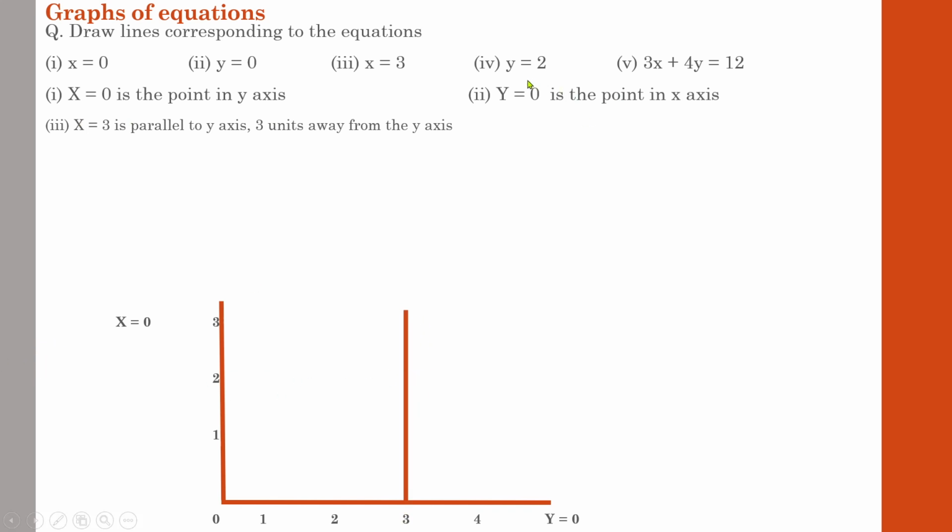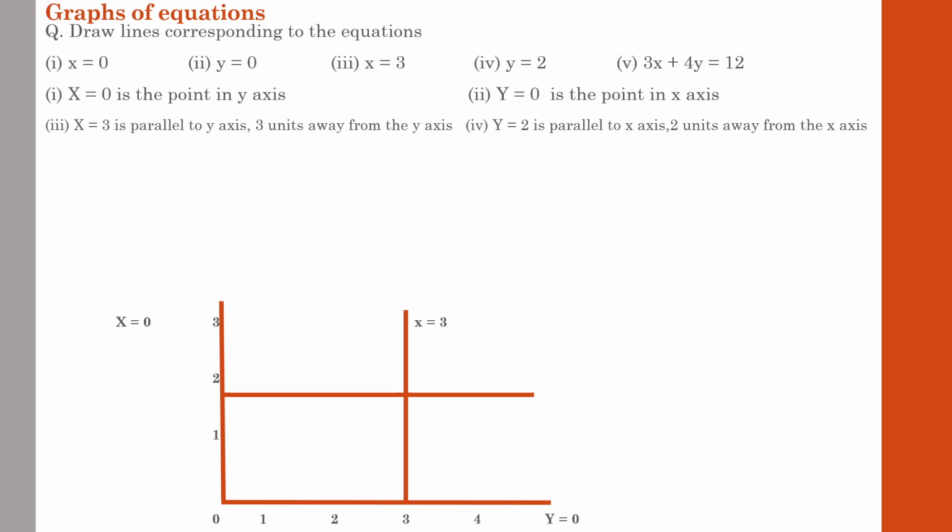Similarly, then y equal to 2. What is the meaning of y equal to 2? You need to find the point 2 on the y-axis. Draw a straight line from point 2. That will be a line parallel to the x-axis. See, that is the meaning of any variable followed by a number.